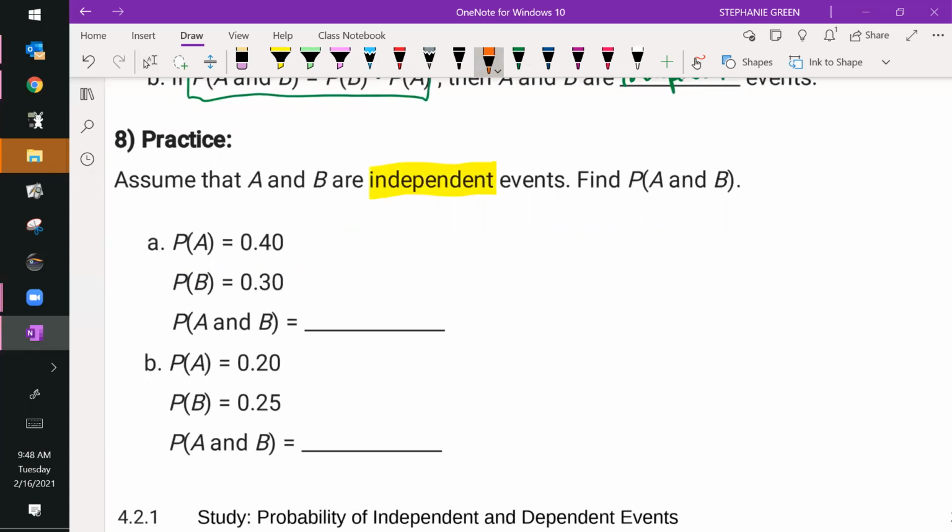So what is the probability of A and B? Well, since they're independent, the probability of A and B should be equal to the probability of A times the probability of B, which is 0.4 times 0.3, which you can use a calculator, but 4 times 3 is 12, right? So 0.4 times 0.3 is 0.12. Okay, but you're welcome to use a calculator.